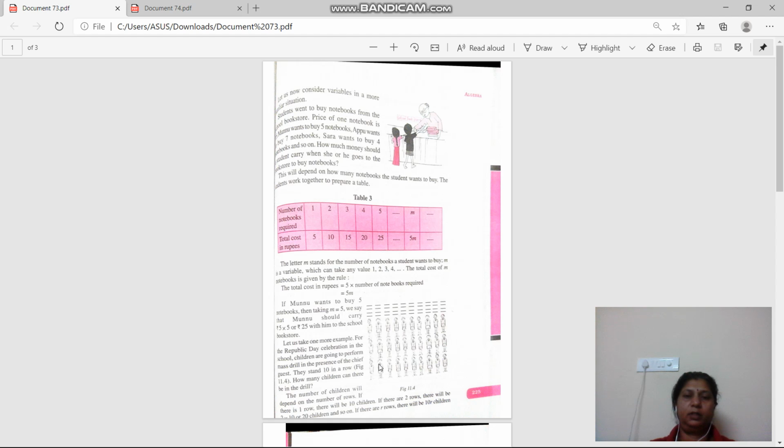If you can see the figure, by counting the number of rows, can you tell me how many students will be there? So let's count the rows: 1, 2, 3, 4, 5, 6 and 7. So 7 rows are there. In one row how many students are there? 10 students. So the total number of students in the drill is 70. Is it right? Yes, because the number of students is 10 in one row and the number of rows is 7. Get it?